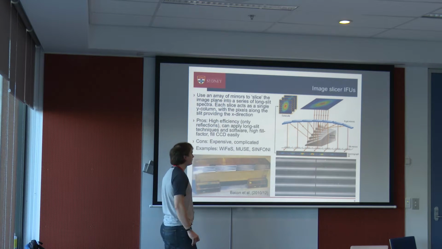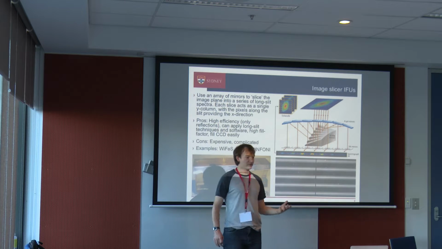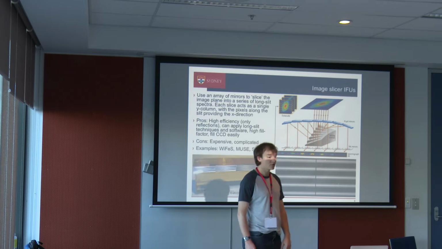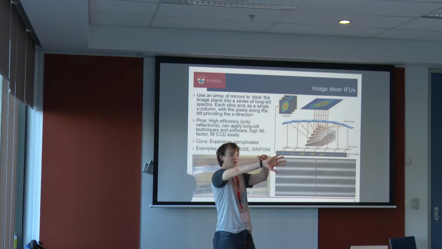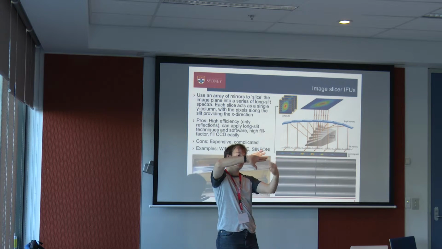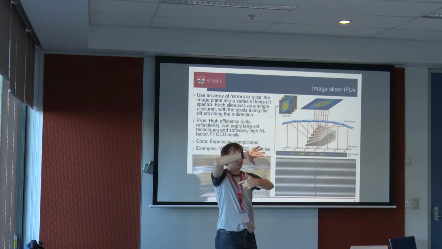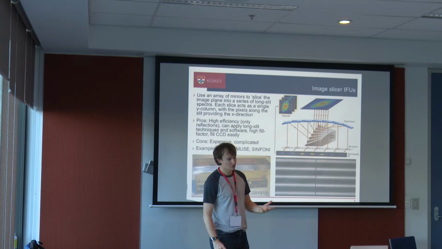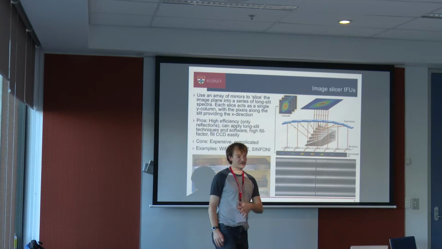So, forget about the IFU for a second. Imagine we have a long slit spectrograph. What you're doing in a long slit spectrograph is you have your galaxy, you're taking a slit along that galaxy, so that's your one spatial dimension, and then you're spreading the light out this way. So you have 2 dimensions on your CCD, one of which is spatial, one of which is spectral.